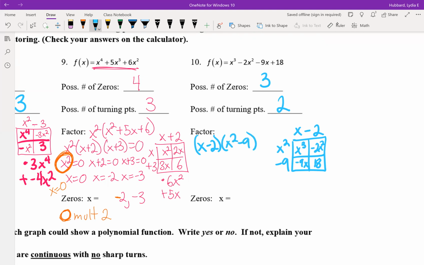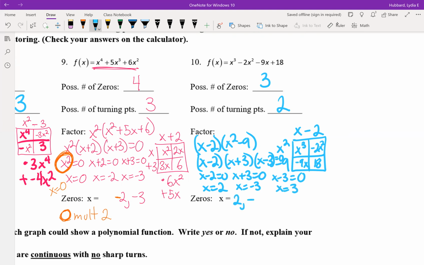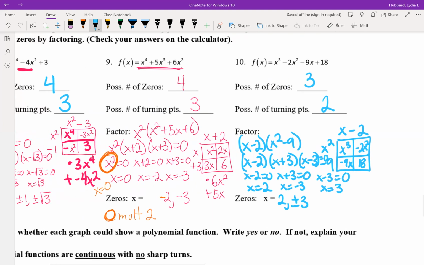That second one is a difference of squares. The square root of the first term is x. The square root of the second is 3. So we do x plus 3, x minus 3. And again, put it all equal to 0. So we get that x equals 2, x equals negative 3, and x equals positive 3. So 2 and plus or minus 3. No multiplicities here. Okay.